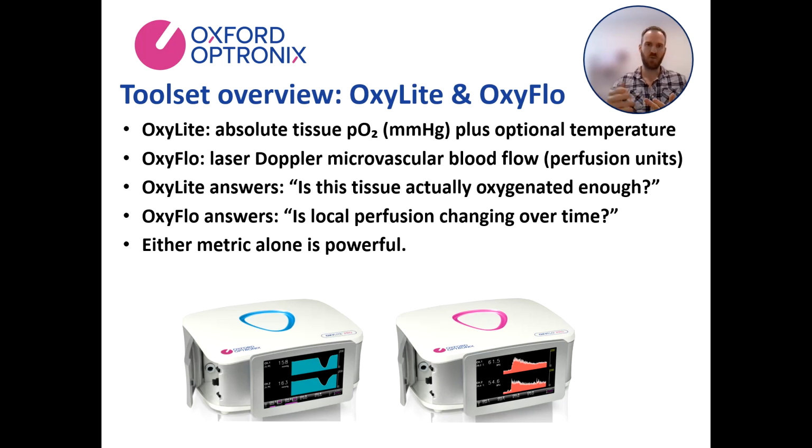The OxyFlo, or the red system, gives you microvascular perfusion using laser Doppler. It answers, is local perfusion changing? And when does it change? And it's worth saying this out loud. Either metric on its own can be very strong. Lots of great studies use only oxygen or only flow. Having both just gives you more leverage when you're trying to explain a mechanism. So next, let's talk about how you collect these signals cleanly and why probe choice and co-localization matters.